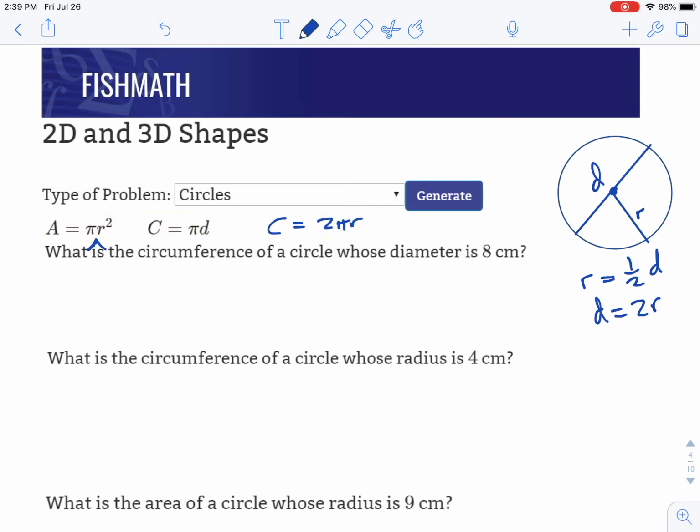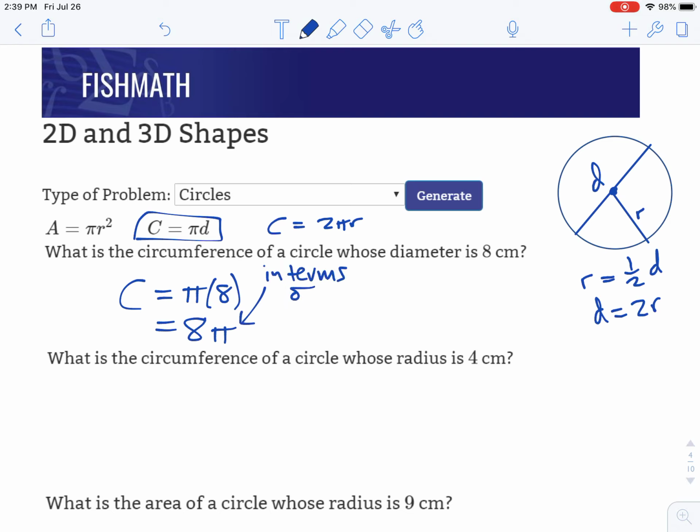So for the first one here, we're going to figure out the circumference given the diameter. So we're going to use this formula right here, c equals pi times diameter. So if the diameter is 8, the circumference would be pi times 8, or you could rewrite that as 8 pi. This would be in terms of pi. If the question asks you to find something in terms of pi, that means that pi is in your answer. So 8 pi would be in terms of pi.